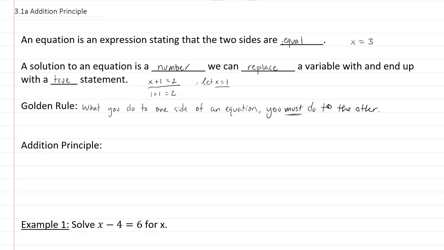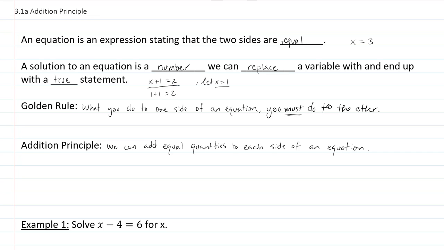So using this is exactly what the addition principle states. The addition principle states that we can add equal quantities to each side of an equation. That's what the addition principle states.